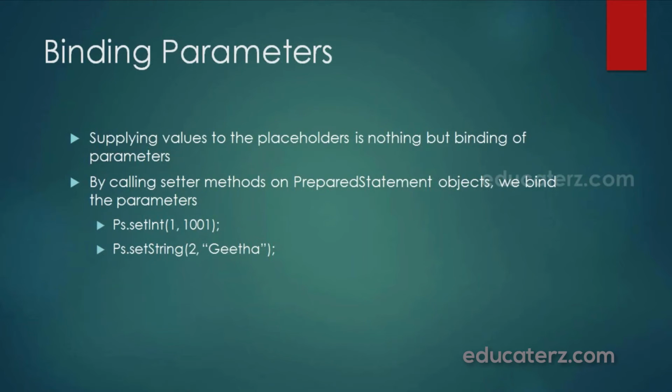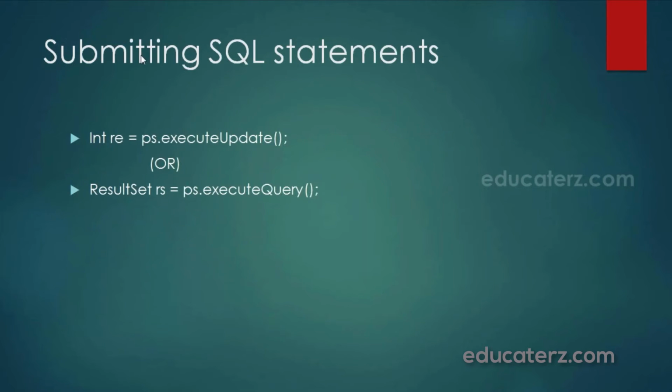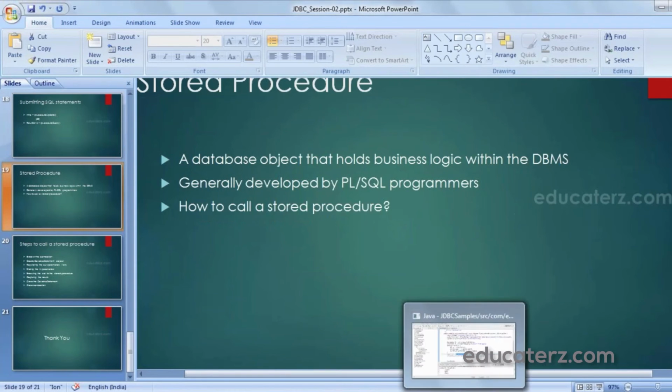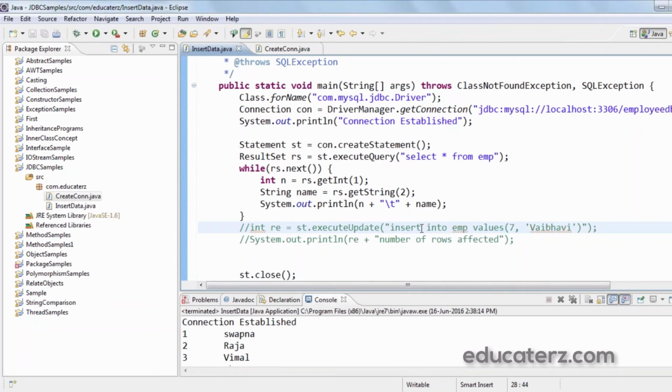After binding, we need to call the setter methods on the prepared statement object, like ps.setInt. This takes the question mark number and the corresponding value. Then we need to submit the SQL statement. By calling executeUpdate or executeQuery, we submit the SQL statement to the DBMS. So let's see an example of prepared statement first.